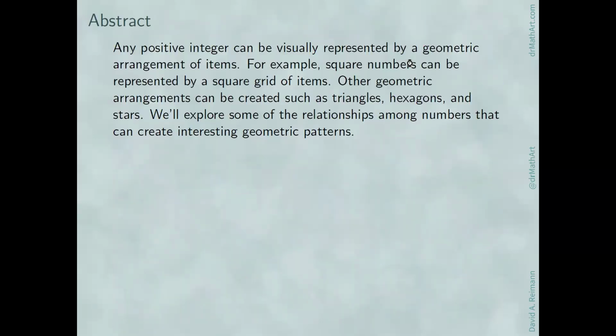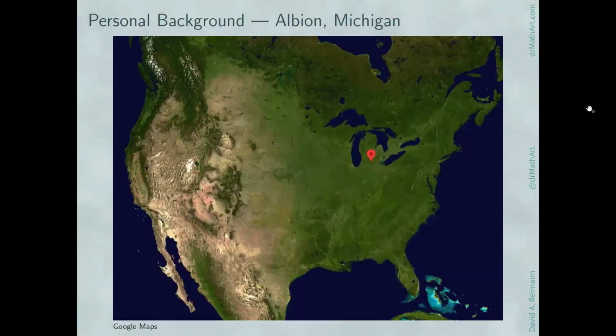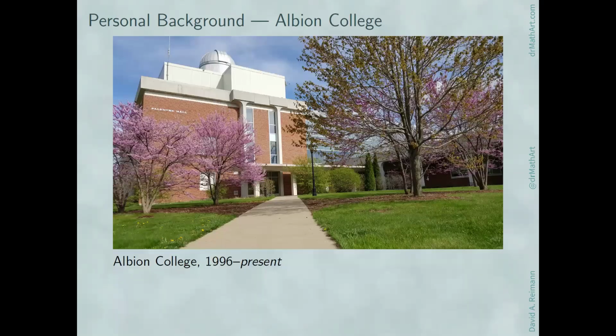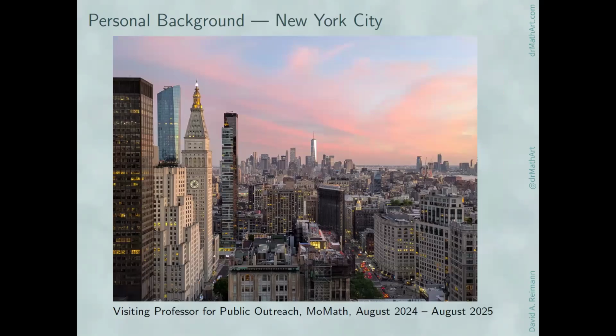So I just want to point out a little bit where I'm located right now. I'm in Albion, Michigan, which is near the Great Lakes. My home institution is Albion College, and I've been there for almost 30 years now. Currently, as I mentioned, I'm the visiting professor for public outreach at the National Museum of Math, MoMath, in New York City, and I'll be there until August of this year. So this is a view of New York City.